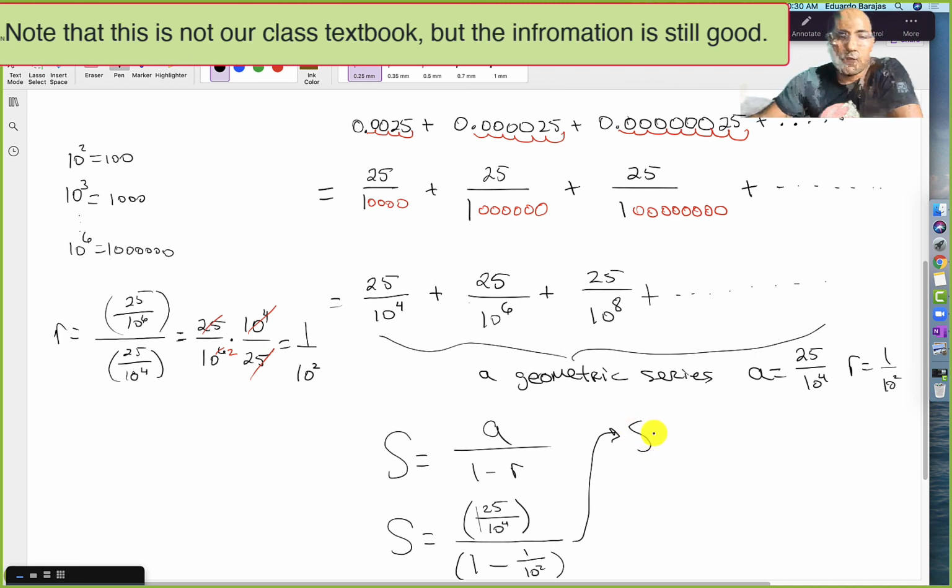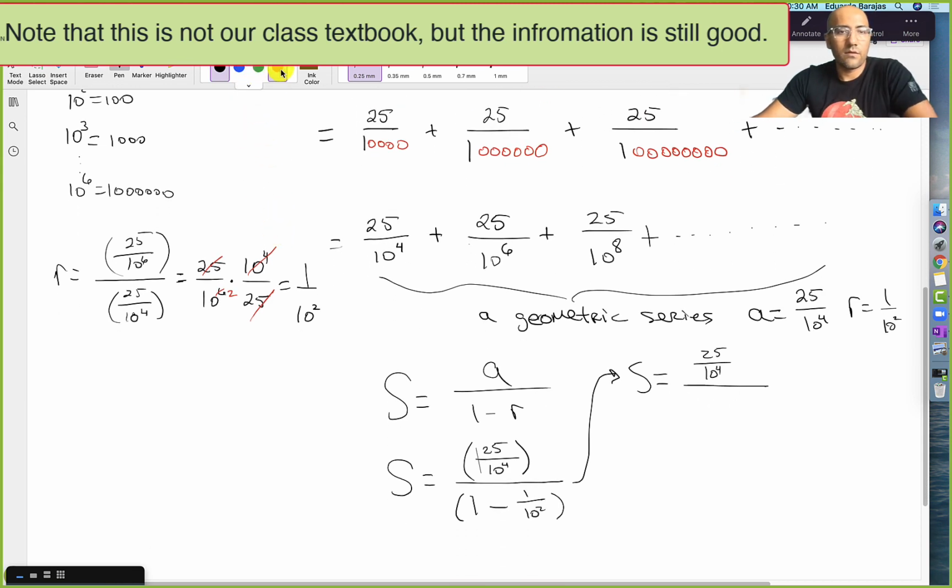Simplifying the denominator, this is going to be equal to 25 divided by 10 to the power of 4, divided by, the denominator is going to be equal to 100. Let's see over here. 10 to the power of 2 is 100. There's 100 over 100 if we multiply this by 100 over 100. So we end up with 100 minus 1 is 99, all over 100. Right, so this is the same thing as 99 divided by 10 to the power of 2, which is 100.